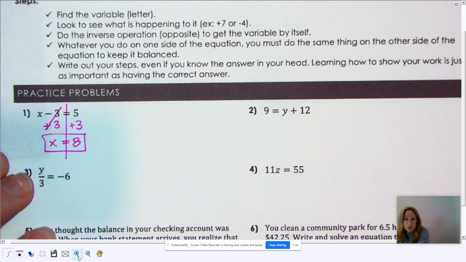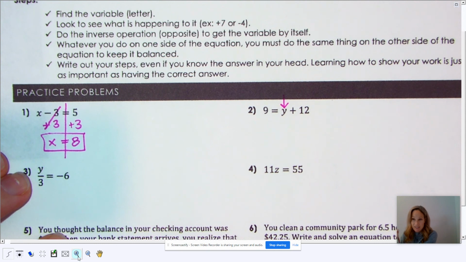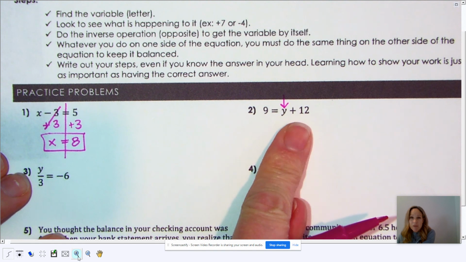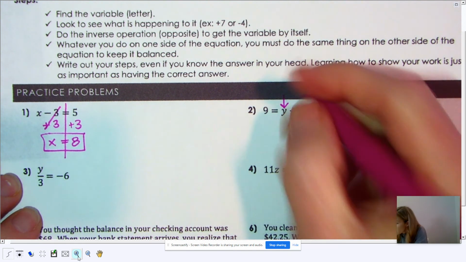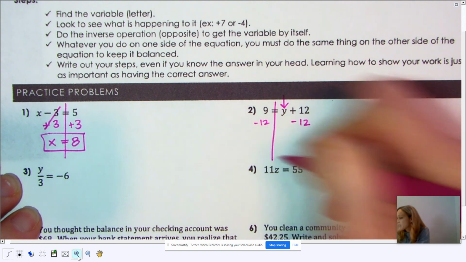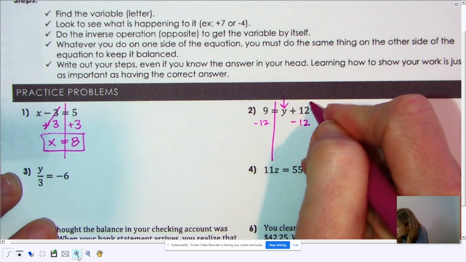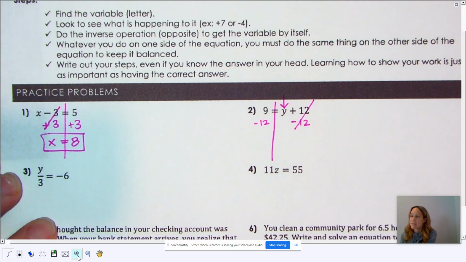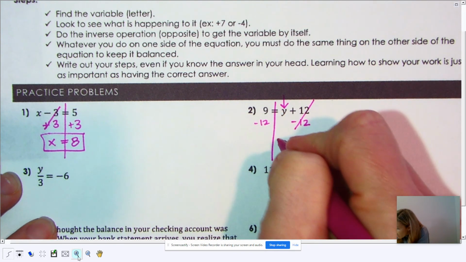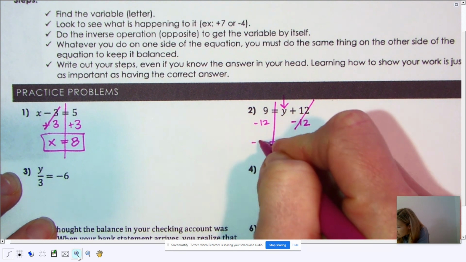So look at problem number 2 on the practice. This one, we always start by finding the letter. There's the letter. This time it's on the other side of the equation. So we see what's happening to the y. It has a +12. So we do the inverse operation, which would be take away 12 or -12. Remember that wherever the equal sign is, that's our balance point. Pretend like that was a straight line. And we do the same thing on both sides of that line. Okay, so on this side, +12 and -12, those are inverse operations. They cancel each other out. So we're left with the y. Copy the equal sign, 9 take away 12 is -3.